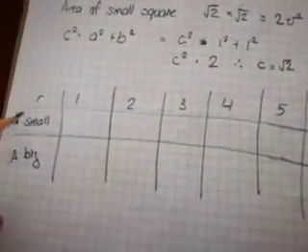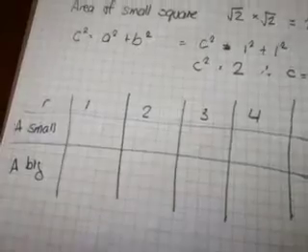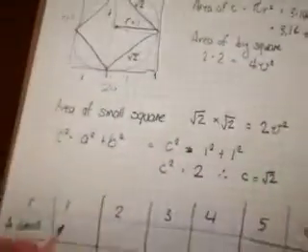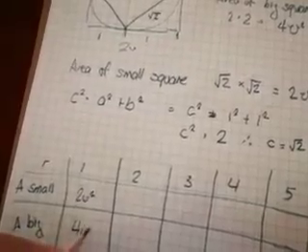On the top we've got the radius. Here's the area of the small square. Here's the area of the big square. So we've already done the first one. The radius was 1. The small square area was 2 units squared, and the big square is 4 units squared.